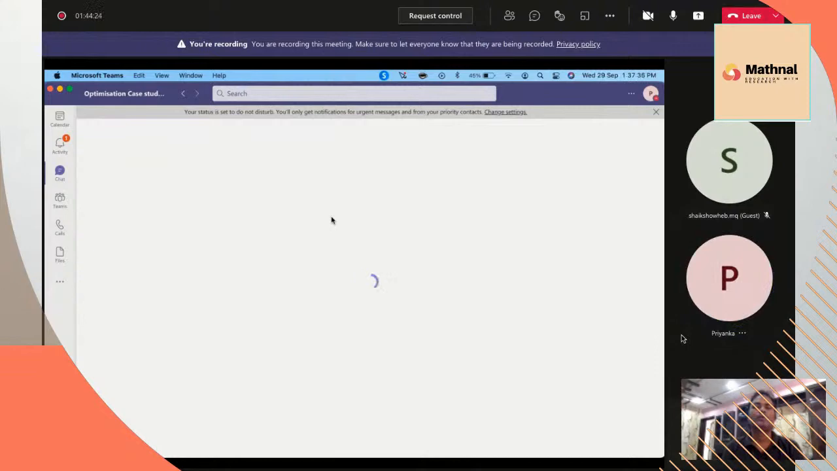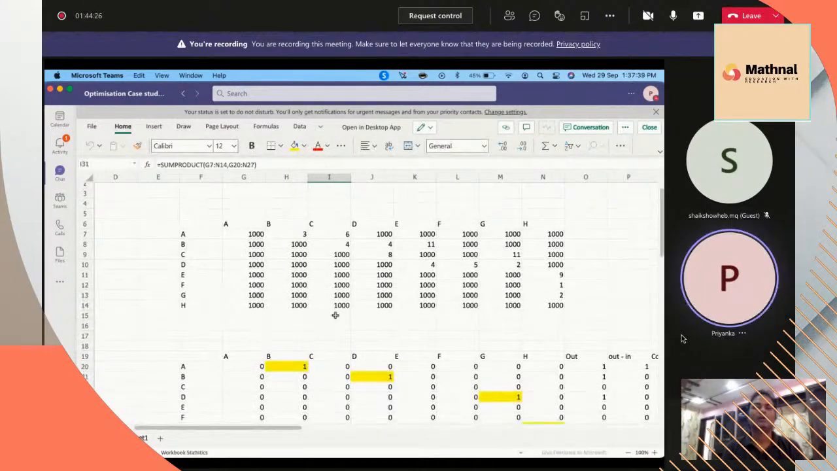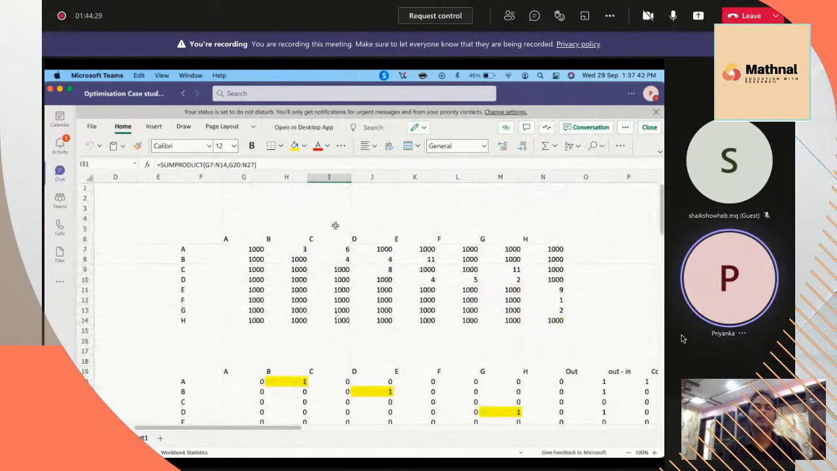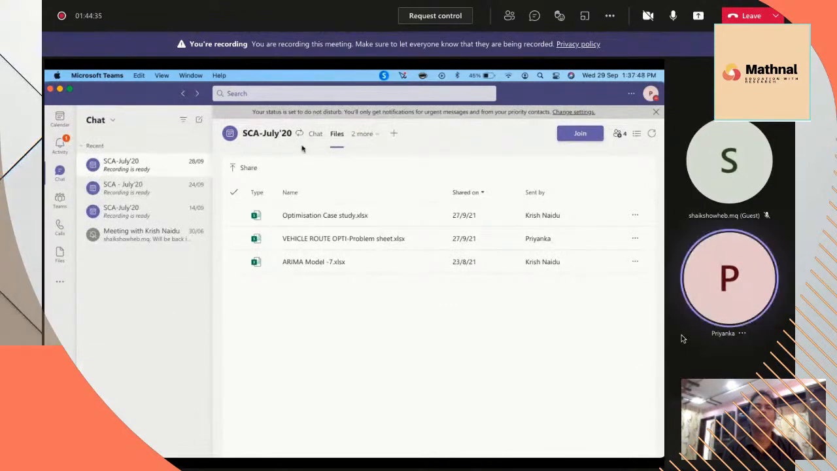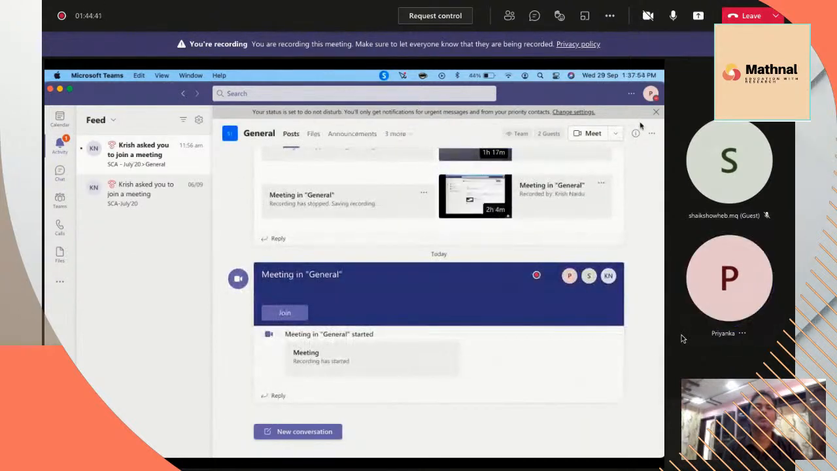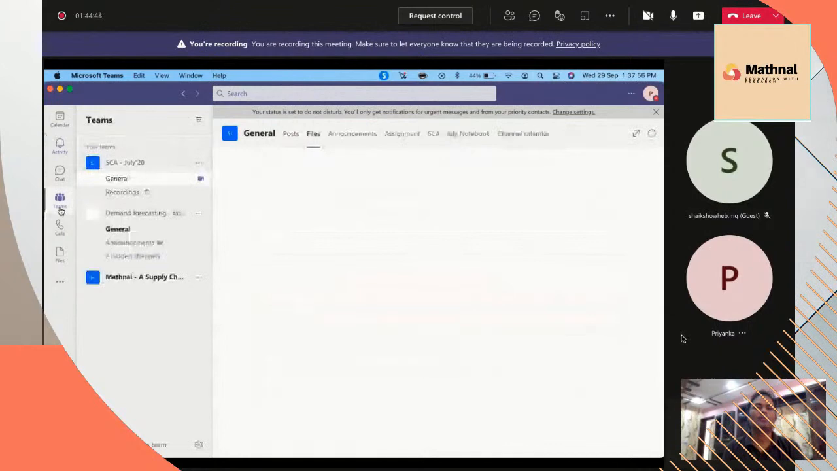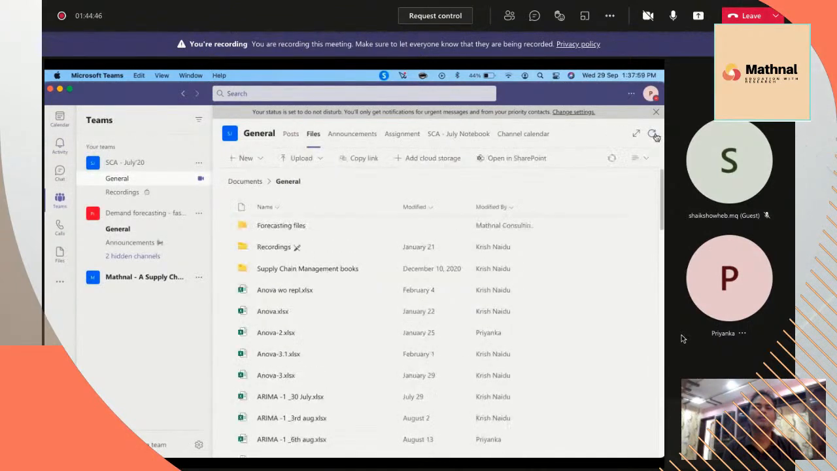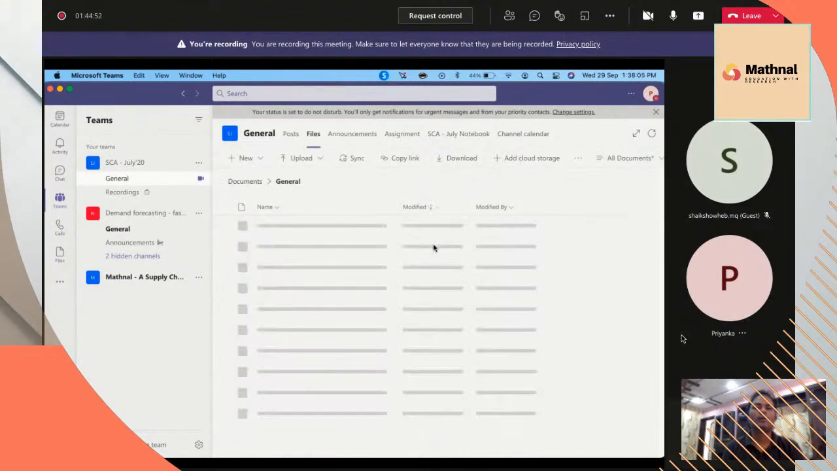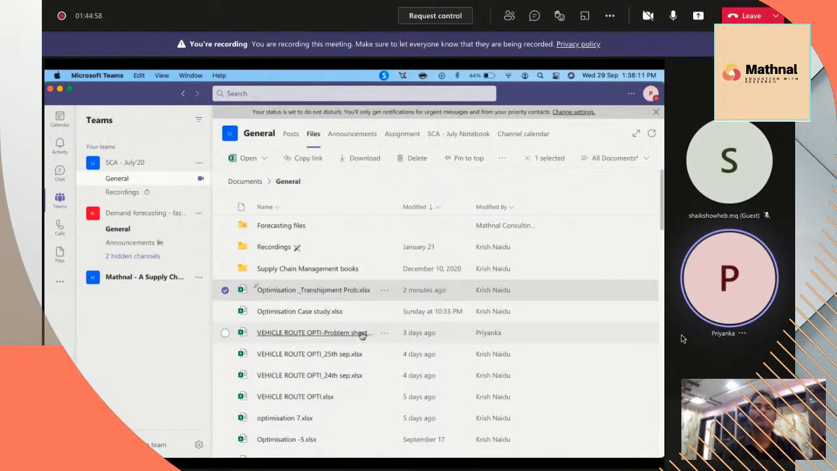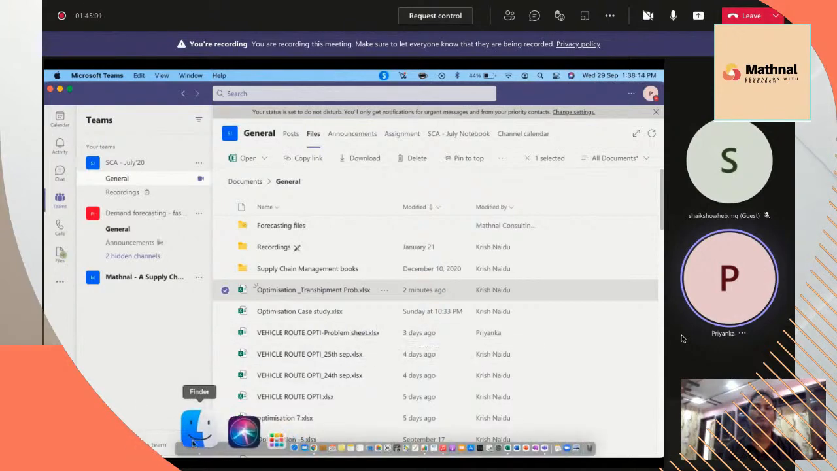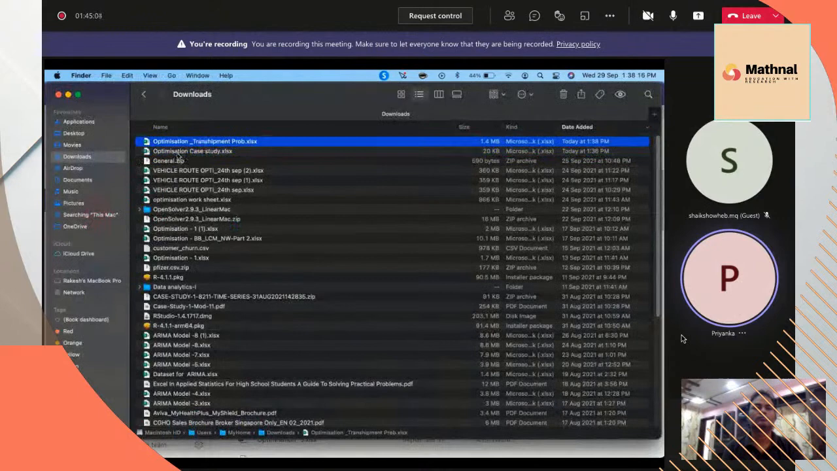I have downloaded it, but this is the previous file, right? I think you have to refresh. No, you have to go to Teams, not chat, go to Teams. Go to files. Now go to modified, newer to older. Look here, what is the latest date? 2 minutes ago. Yes, this is the file you have to download: optimization transshipment problem. Okay, I downloaded this one.